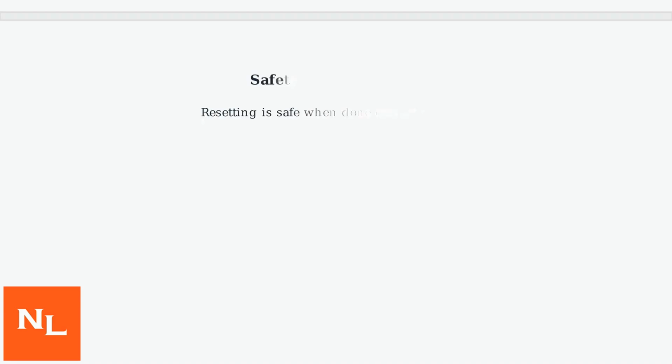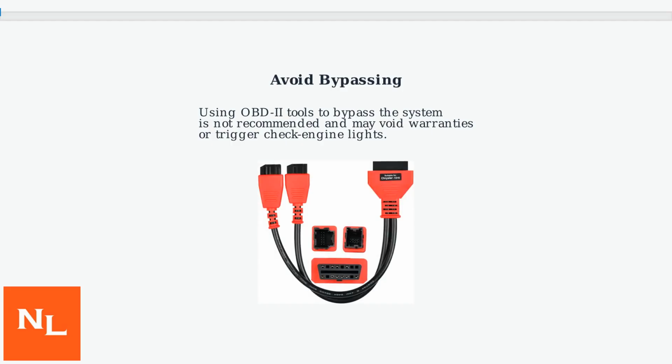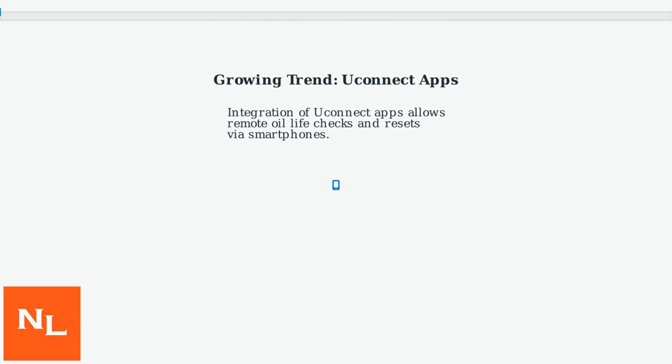Resetting the oil life indicator is generally safe if done correctly, but improper resets or neglecting actual oil changes can lead to engine problems. Bypassing the system using OBD2 tools is not recommended and may void warranties or trigger check engine lights. A growing trend is the integration of Uconnect apps, allowing remote oil life checks and resets via smartphones.